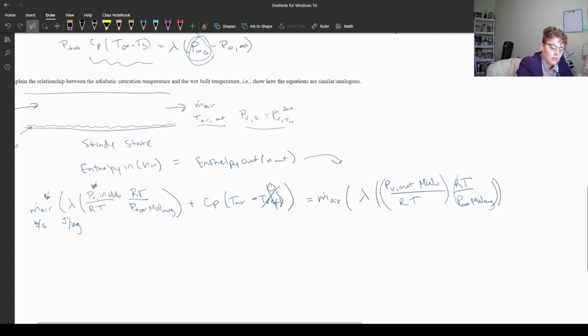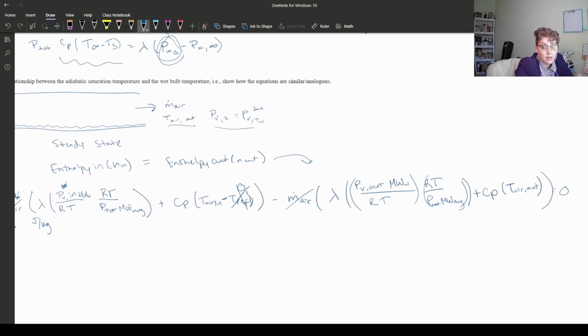And then the addition of the heat capacity term with the temperature of air going out. And once again, the reference temperature is still 0, so we don't have to include that. So immediately looking at this equation, there are some things we can cancel out. We can cancel out this mass flow rate of air, and then we can look at the equation as being set to 0.